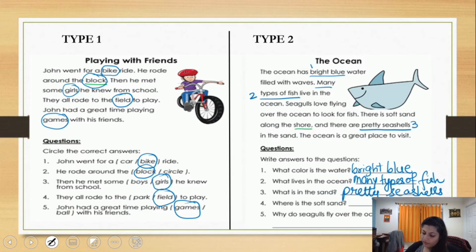Where is the soft sand? The soft sand is along the shore. So along the shore is number 4. Why do seagulls fly over the ocean? To look for fish.